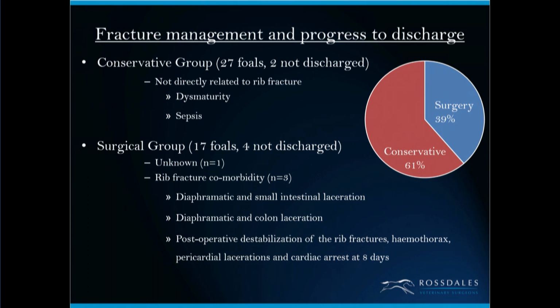For one, it was unknown on the paperwork what the post-mortem findings were. And then the other 3 foals that died all had a rib fracture comorbidity. So one foal during surgery was diagnosed with diaphragmatic and small intestinal laceration. Another foal had diaphragmatic and colon laceration. And then the third foal had post-operative destabilization of the rib fractures, hemothorax, pericardial laceration, and cardiac arrest 8 days after it was operated on. But this foal obviously was quite severe and had multiple rib fractures.